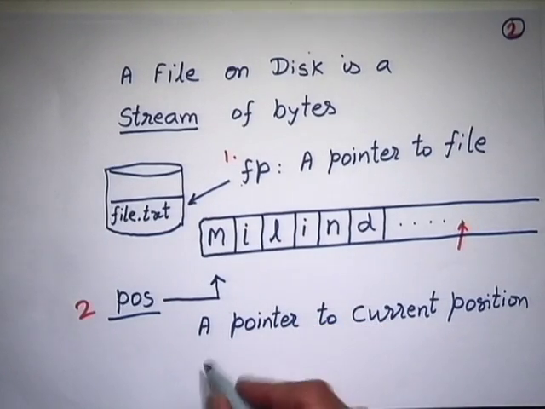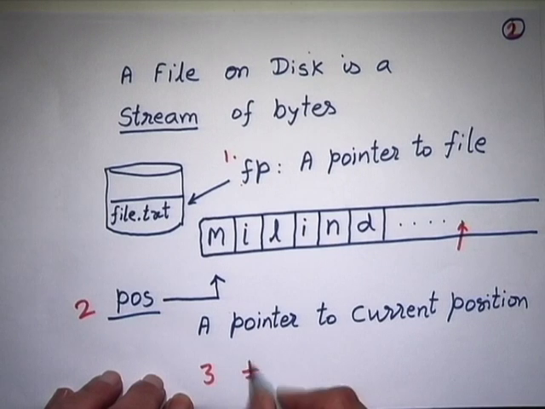So you can arbitrarily read the 5,434th byte of the file. You can arbitrarily read 28 bytes starting from any position. Consequently, the most important aspects for physical reading and writing of the file become, one, the file pointer, two, the current position, and three, the number of bytes.